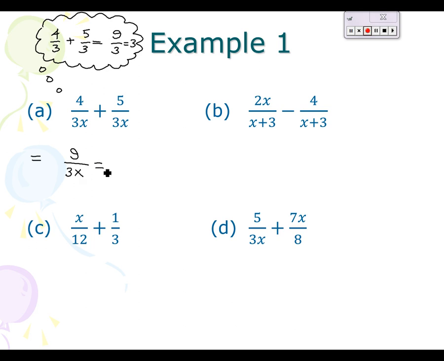What is 9 over 3x? Do we write that in a little bit more simple way? How would we do that? It'd be 3 over x, wouldn't it? That'd be how you'd simplify that. Okay, beautiful. Let's do b.